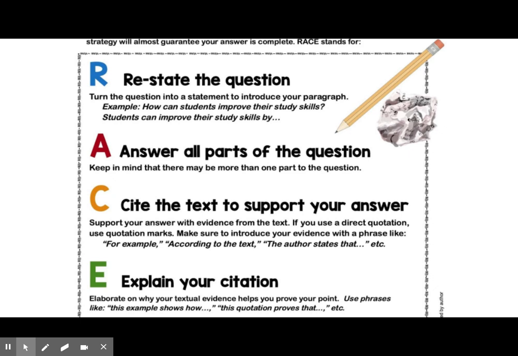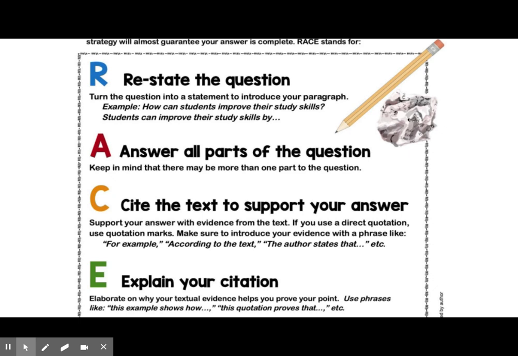Next, step 2, A, answer all parts of the question. Keep in mind that there may be more than one part to a question, kind of like the question you're answering today in language arts. Make sure that your answer addresses all the parts.